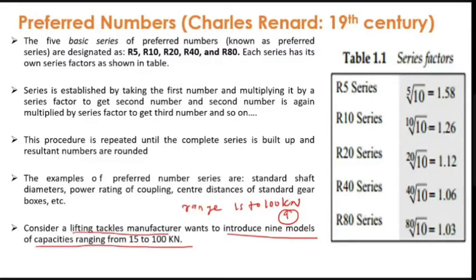Basically, when you want a very small number of components, let us say just 9, which is a very, very small number, in that case you can go for R5 or maybe R10 series or maybe an R20 series. But when you want a large number of sizes, you can go for R40 series or R80 series. Is it clear? So it depends on the number of sizes.